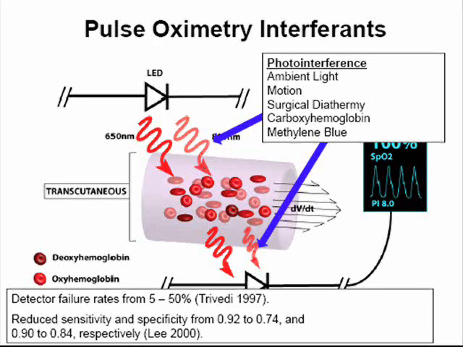Carboxyhemoglobin results from the binding of carbon monoxide to hemoglobin. Carbon monoxide binds with extremely high affinity relative to oxygen, and can also cause the hemoglobin molecule to maintain its bright red color. This could cause the pulse oximeter to misinterpret the red color as being oxygenated blood, giving you a falsely normal oxygen saturation. Methylene blue is a dye which can react with your hemoglobin and convert it to methemoglobin.